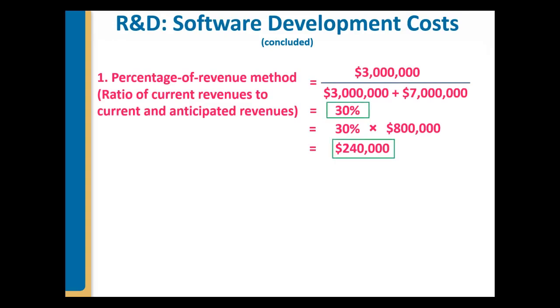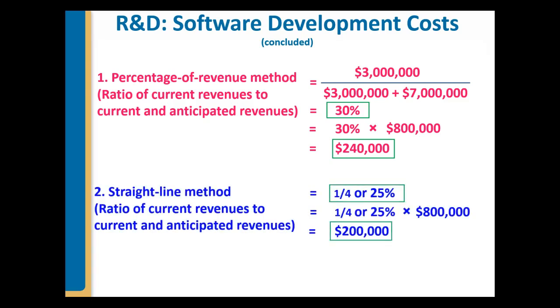The periodic amortization percentage under the percentage of revenue method is 30%, which is calculated by dividing the current revenues of $3 million by the sum of current and anticipated revenues of the $3 million and $7 million. The amortization is $240,000, which is 30% of the $800,000.